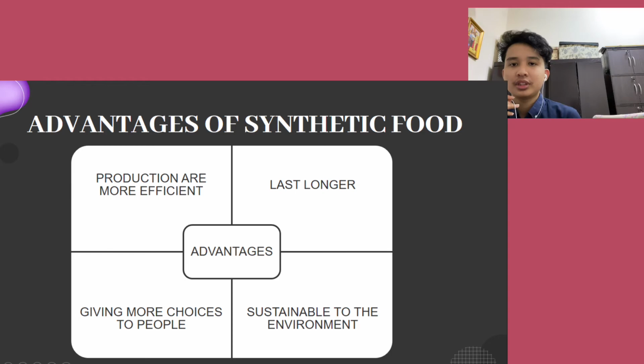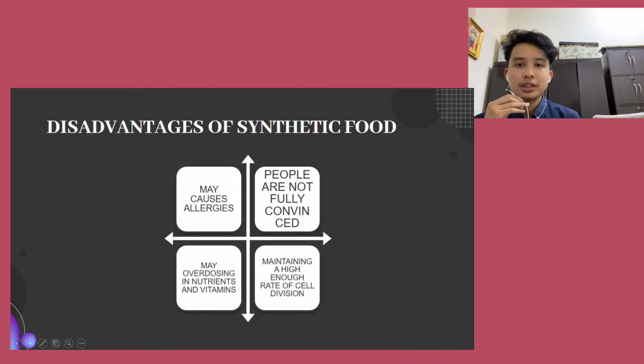Next, synthetic food also has its own disadvantages. One of them is it may cause allergies to some people since some extra vitamins and minerals are added into it. Next, artificial products may actually contain too much vitamin and mineral. It may cause overdosing on certain nutrients, especially if you routinely eat the same food.